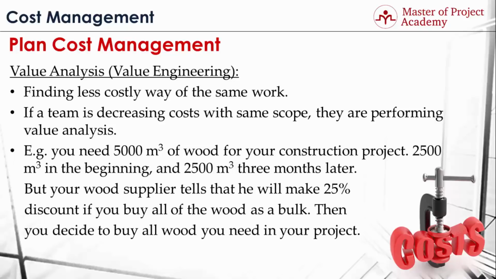You will need a total of 5,000 meters cube wood anyhow in your project, and buying all the wood at once at the beginning of the project is less costly. Here in this scenario, the total amount of the material that will be purchased is the same, but you reduce the cost by buying all the required amount at once. And this is an example of value engineering.